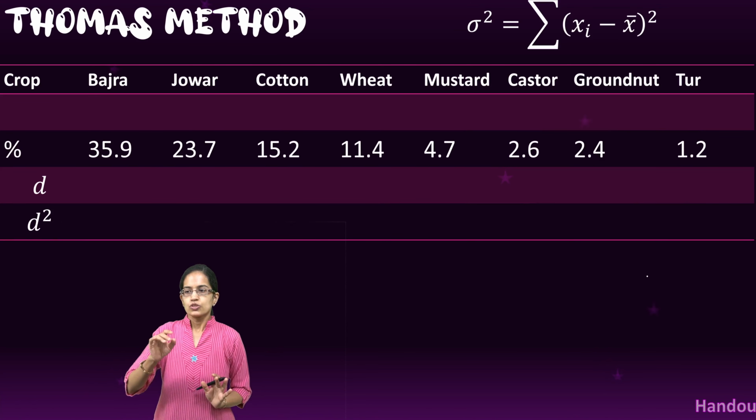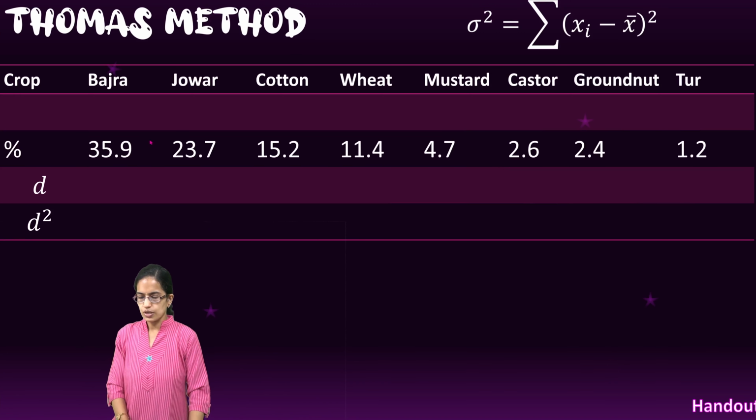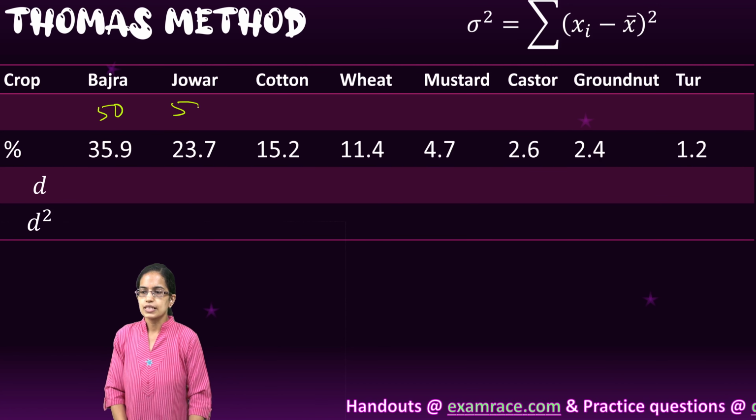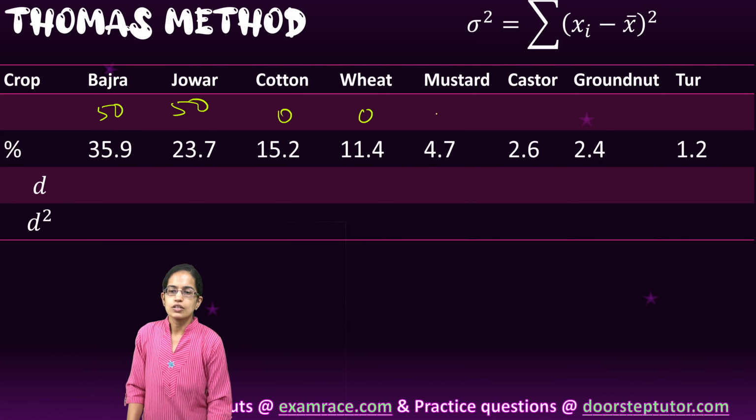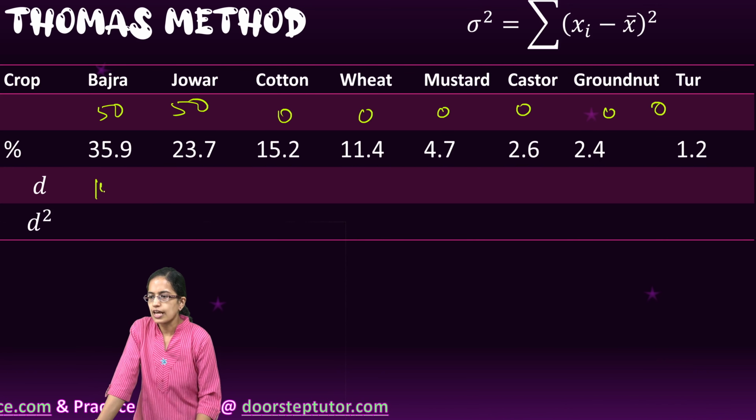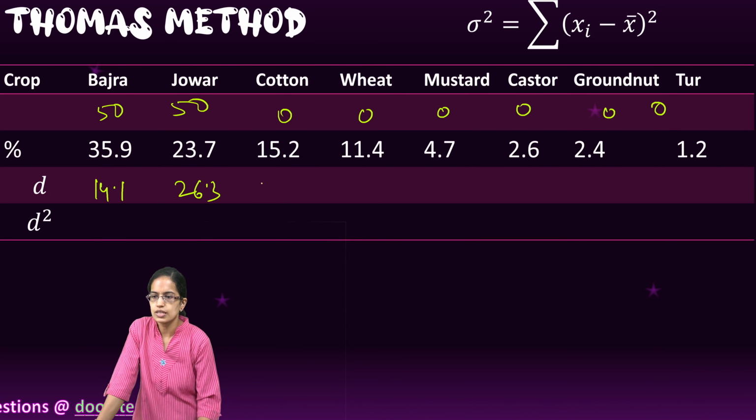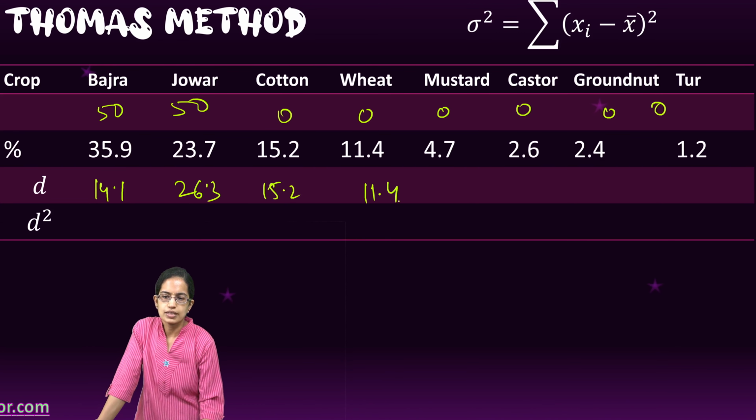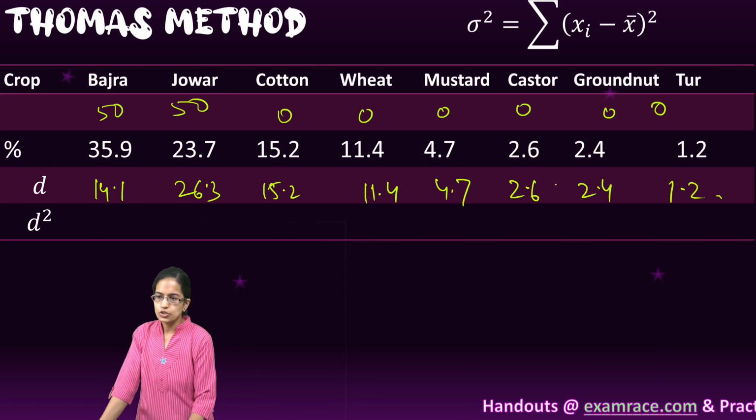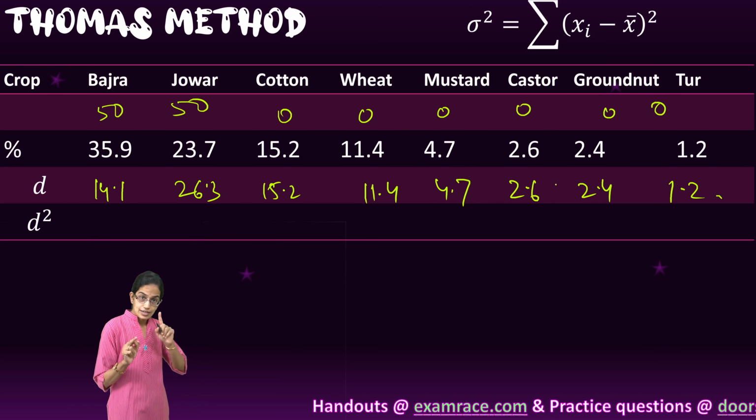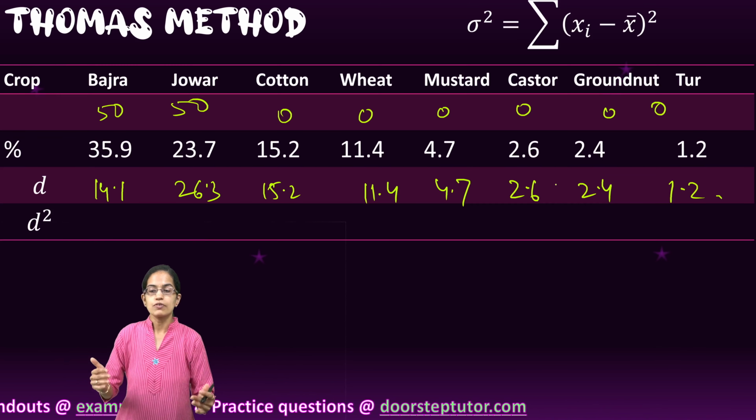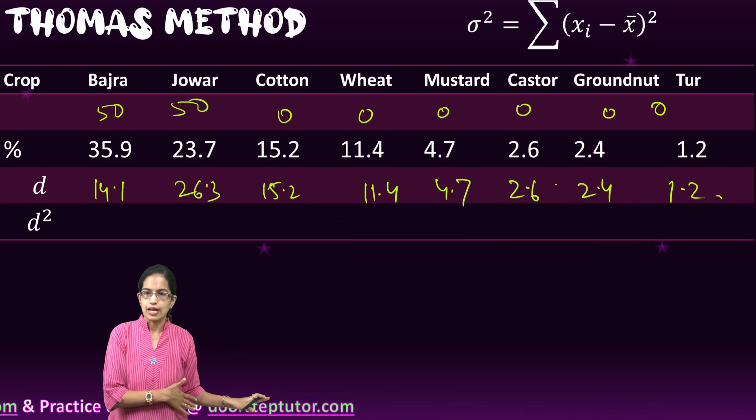As simple as that. So if I take 2 crops into account as per Thomas method, I take 2 crops here. My crop percentage are 50 and 50. So for all other crops, I would assign the values as 0. Now I would take the difference here as 14.1, 26.3, and all the remaining values would remain the same as given because they are subtracted from 0. So only first 2 values would be subtracted from 50, but I am not ignoring all those values. In Weaver's method, we ignored all these values. Here we would be taking the d square of all the remaining values as well.